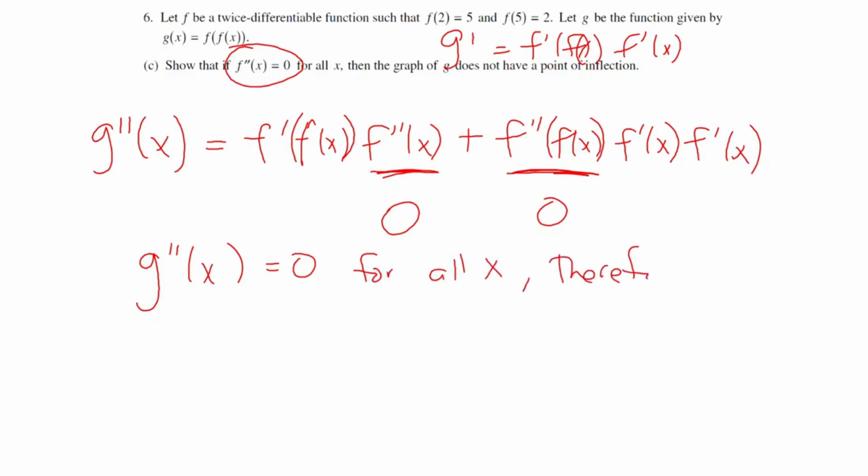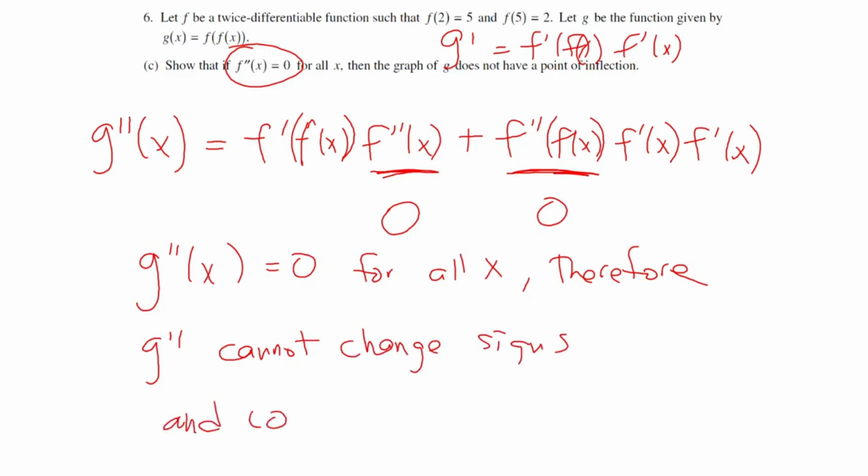Therefore, g double prime cannot change signs, and cannot have a point of inflection. And they gave you 2 points for that. One, just for considering g double prime at all, finding the value there. And then second for showing that it was equal to 0 for all x.